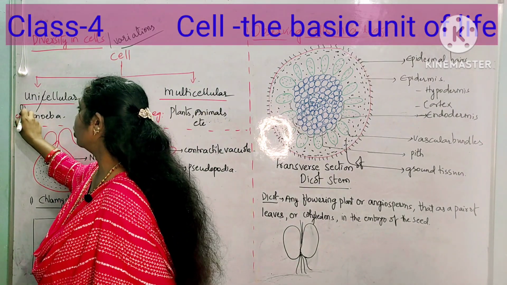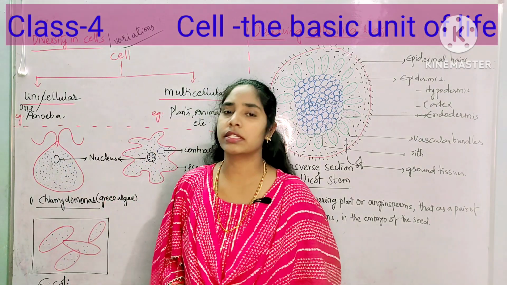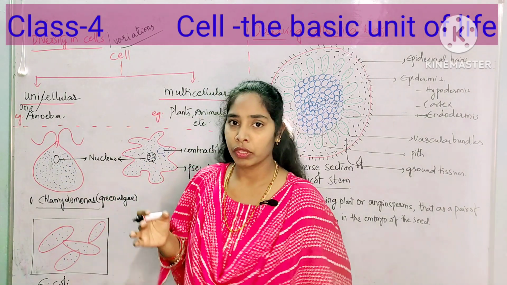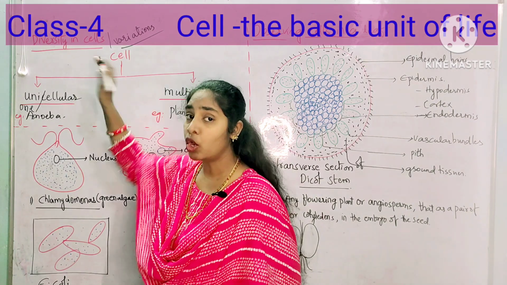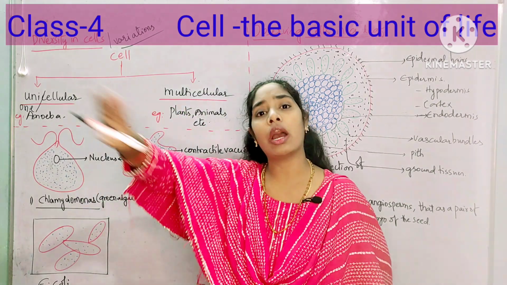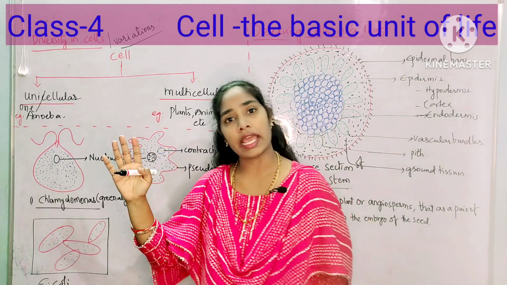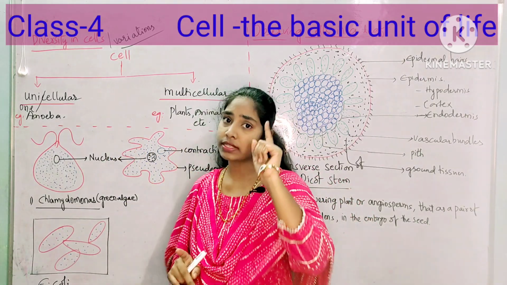What is the meaning of uni? Uni is nothing but one. Cellular is nothing but the organism which contains cells. So how many cells are present in such a unicellular organism? Only one cell throughout its life, the organism which has only a single cell.